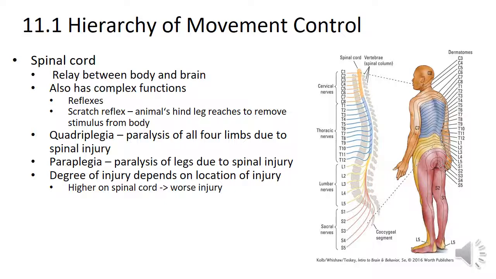In people who have spinal cord injuries, depending on where the injury is, how high or low on the spinal cord, it can have different effects. So in somebody with quadriplegia, quad meaning 4, this is a paralysis of all 4 limbs. And this happens due to a higher location of the spinal cord injury. Paraplegia is caused by a lesion or damage slightly lower on the spinal cord, and this is just paralysis of the legs.